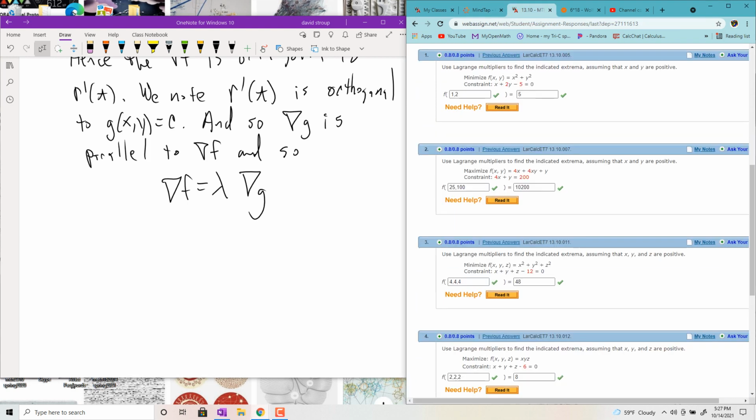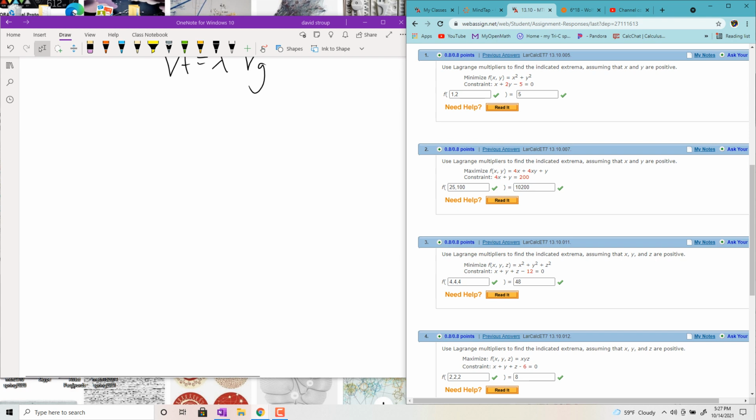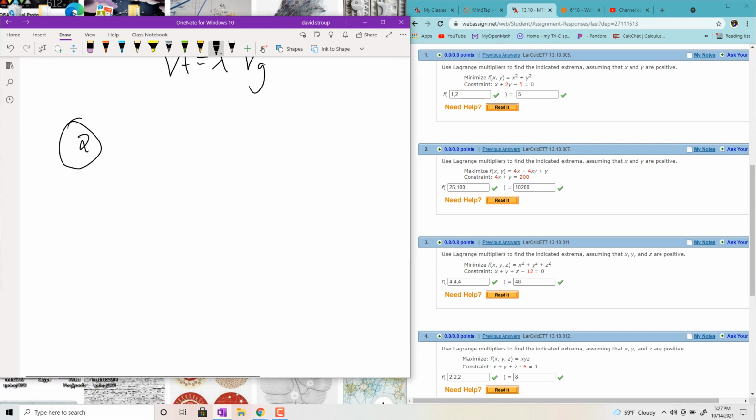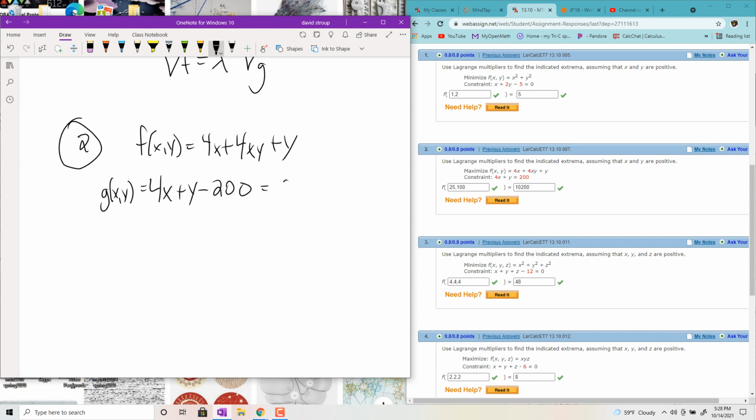There are not too many of them. Let's look at number 2. I want to maximize f of x, y equals 4x plus 4xy plus y with the constraint function 4x plus y equals 200. This will be your g of x, y. If you want to set it equal to 0, you can, so g of x, y is 4x plus y minus 200, which equals 0.